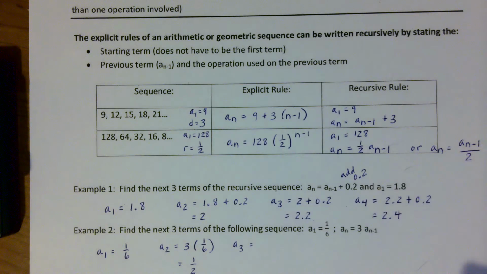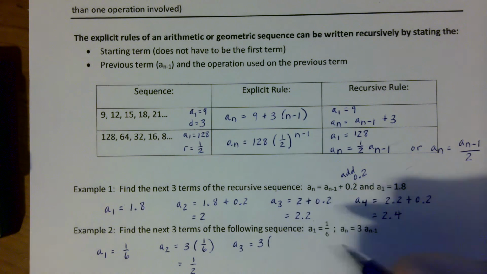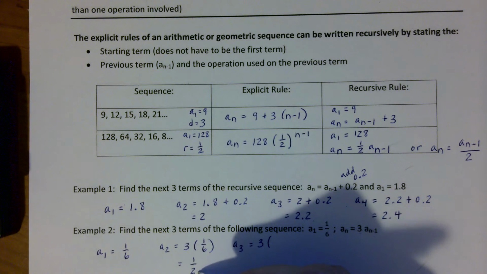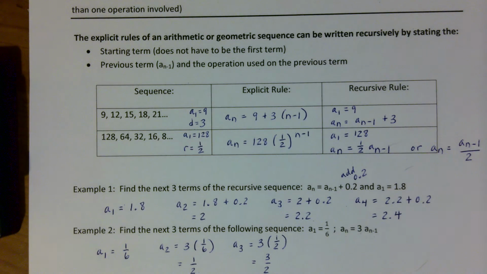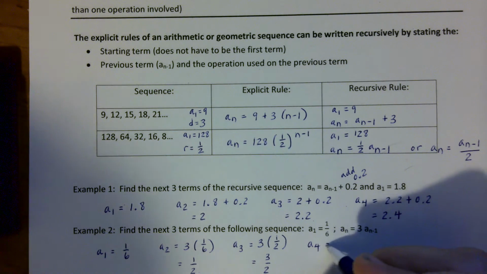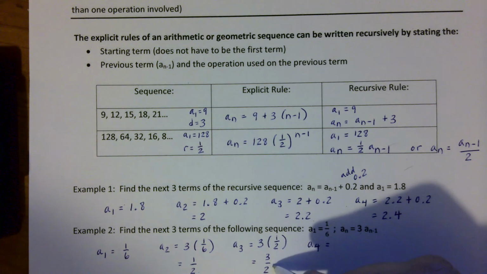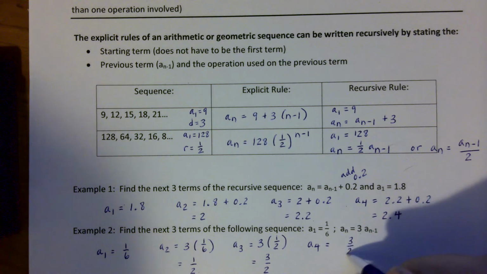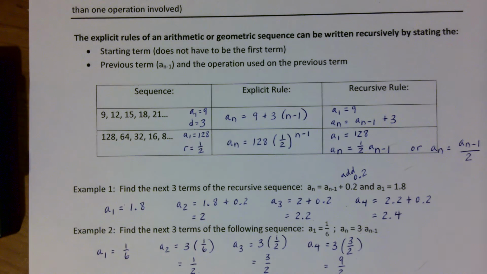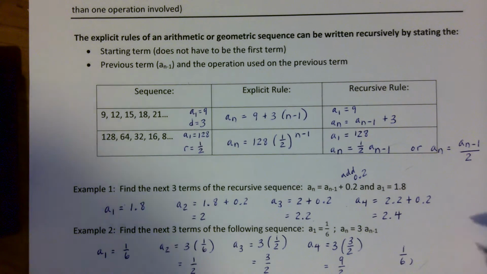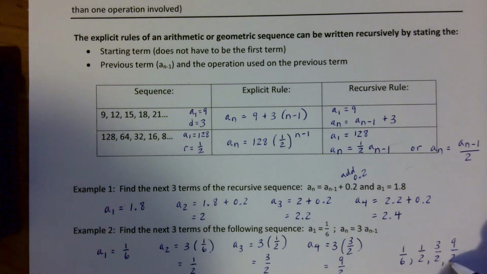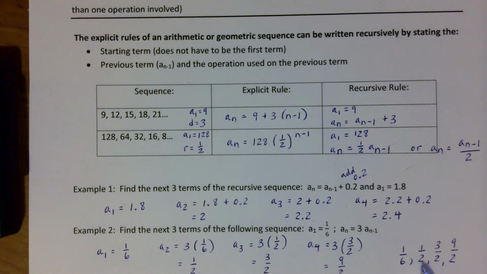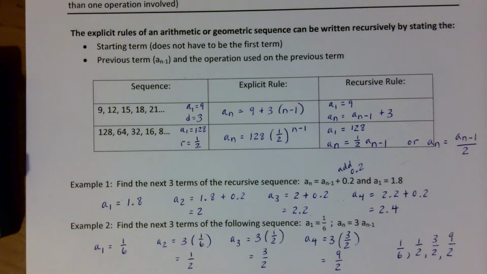Our third term is going to be multiplying our previous term by 3. Our previous term was 1/2, and 3 times 1/2 is 3/2. And finally, our fourth term, we're going to take our previous term, which is 3/2, and we're going to multiply it by 3. And we get 9/2. So if I wanted to write that as a list, this is 1/6, 1/2, 3/2, and 9/2 would be the next 3 terms of the sequence that we were given.